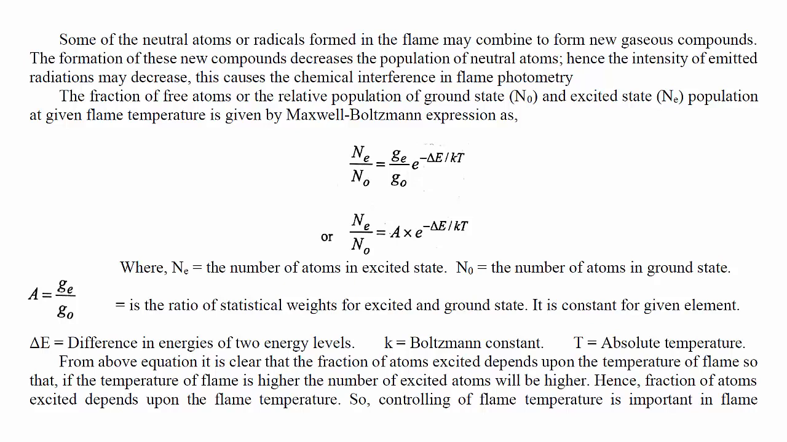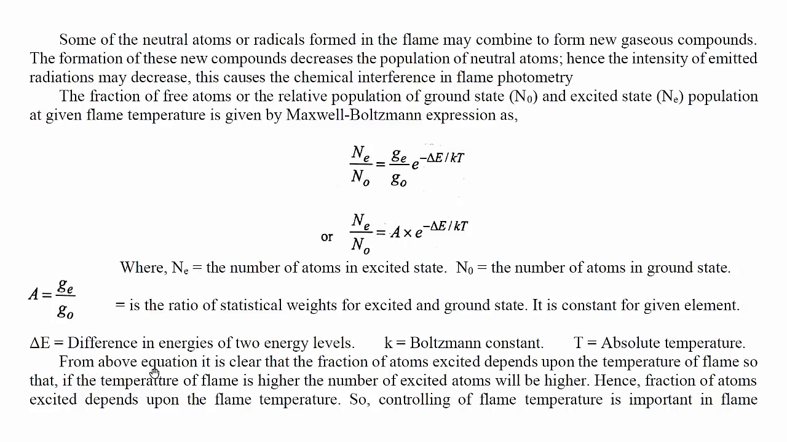Or Ne by N0 is equal to A into e raised to minus delta E by kT, where Ne equals the number of atoms in excited state, N0 equals the number of atoms in ground state, and A is equal to Ge by G0, the ratio of statistical weights for excited and ground state. It is constant for a given element. Delta E equals the difference in energies of two energy levels. K equals the Boltzmann constant. T equals absolute temperature.